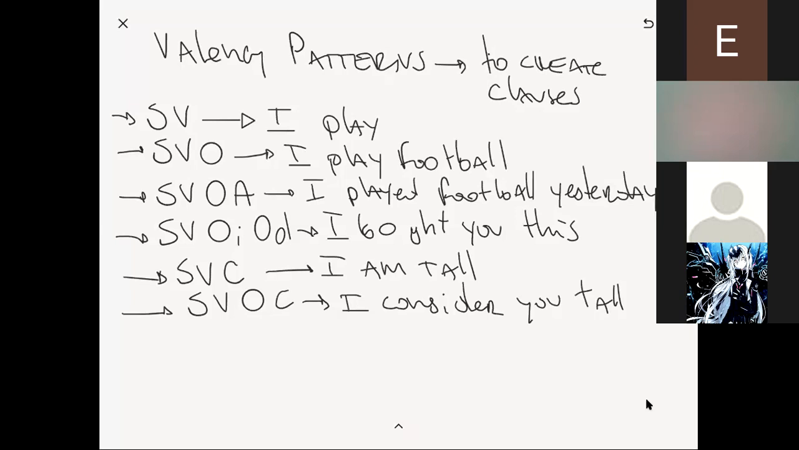In English, we have several valency patterns. For example, the ones you're seeing, and the way in which they are being created will depend on the main verb. So, for example, in the first clause, I play, we have two different phrases. The main verb play then is creating these intransitives.